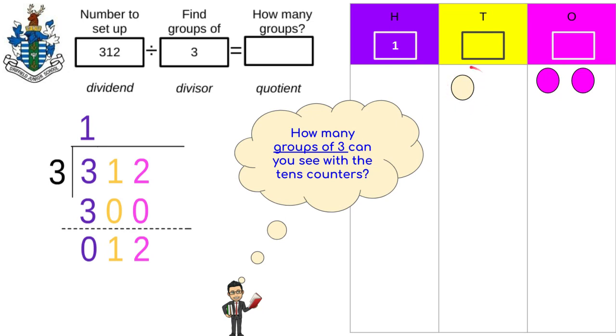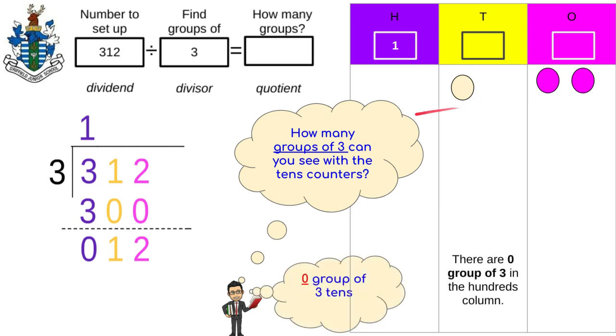The Year 4 representation shows this really well. We've got no groups of 3 in the tens column. Similarly, we've got no groups of 3 tens here. We've got 1 ten. We haven't got a group of 3 tens. We've got no tens. So both of them are recording that we've got no groups of 3 in the tens column.